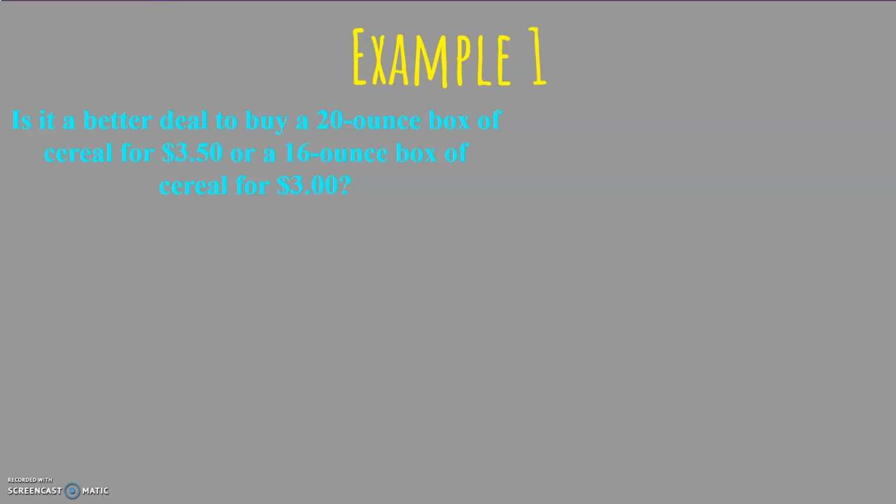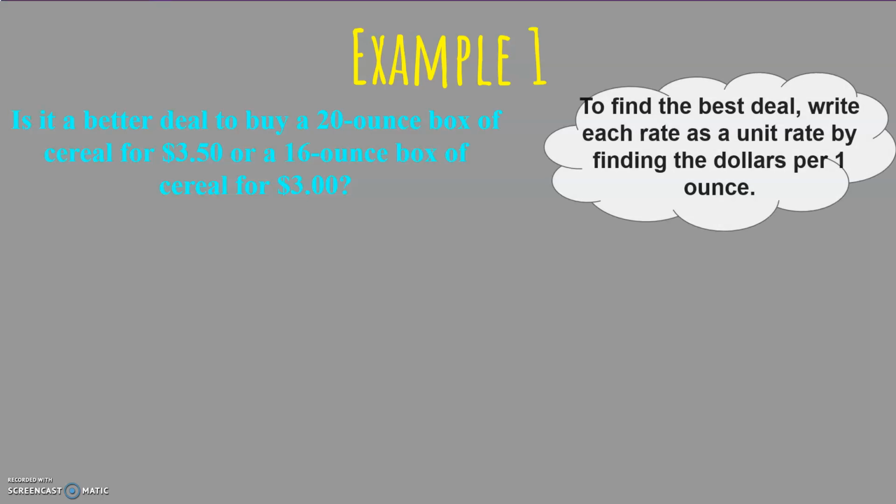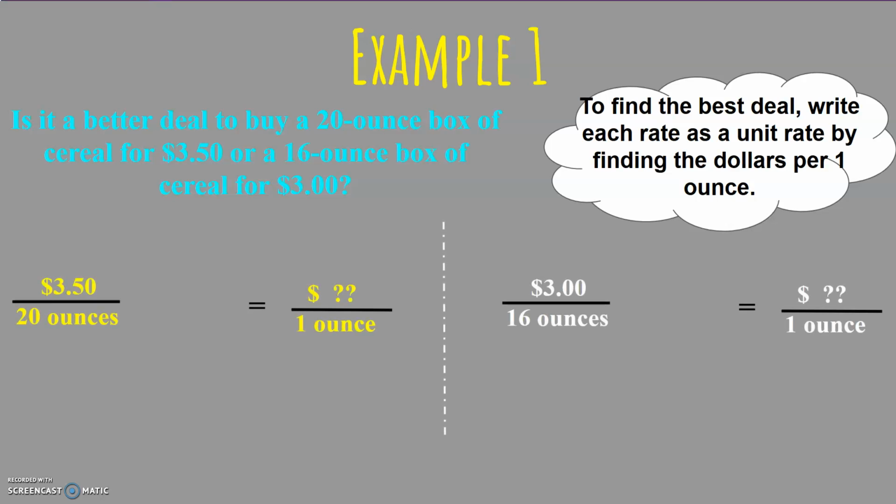Example 1. Is it better to buy a 20-ounce box of cereal for $3.50 or a 16-ounce box of cereal for $3? Well, as we just learned in the blue box, we need to write each rate as a unit rate by finding the dollars per ounce. How much does 1 ounce of each box of cereal cost? So, $3.50 over 20 ounces equals how much over 1 ounce, and $3 over 16 ounces equals how much over 1 ounce? Well, how do we go from 20 to 1? How do we go from 16 to 1?